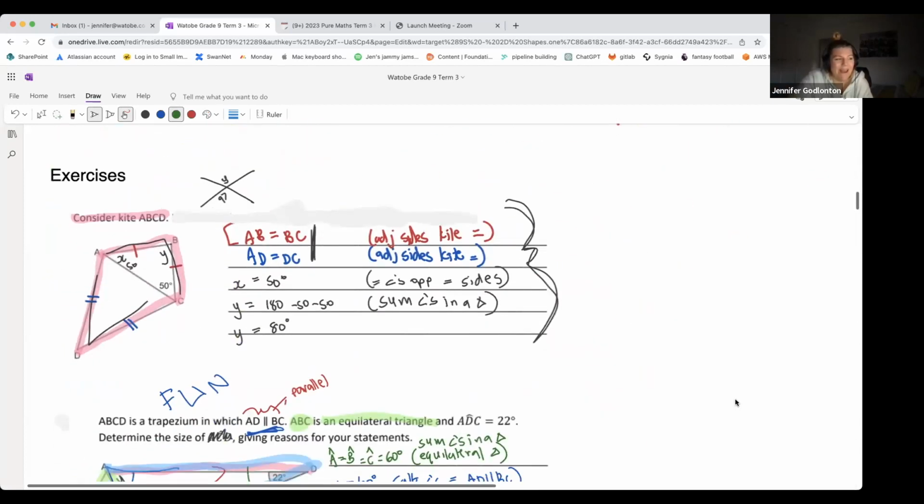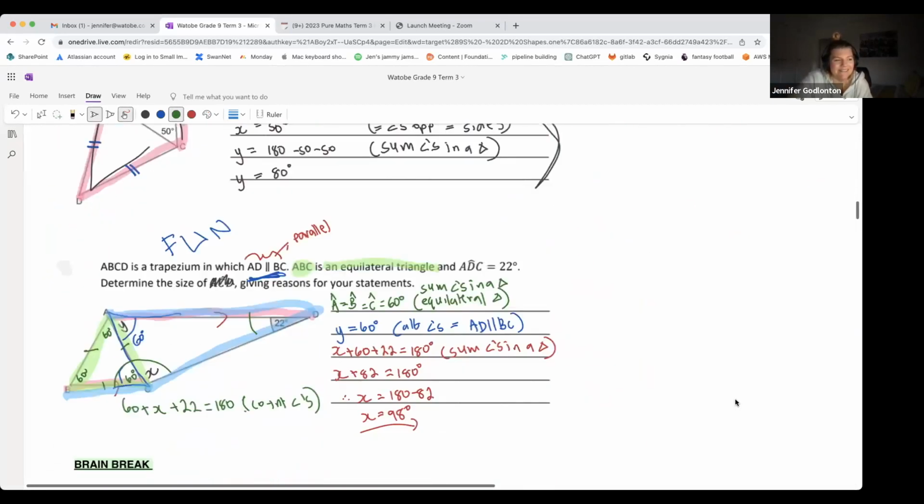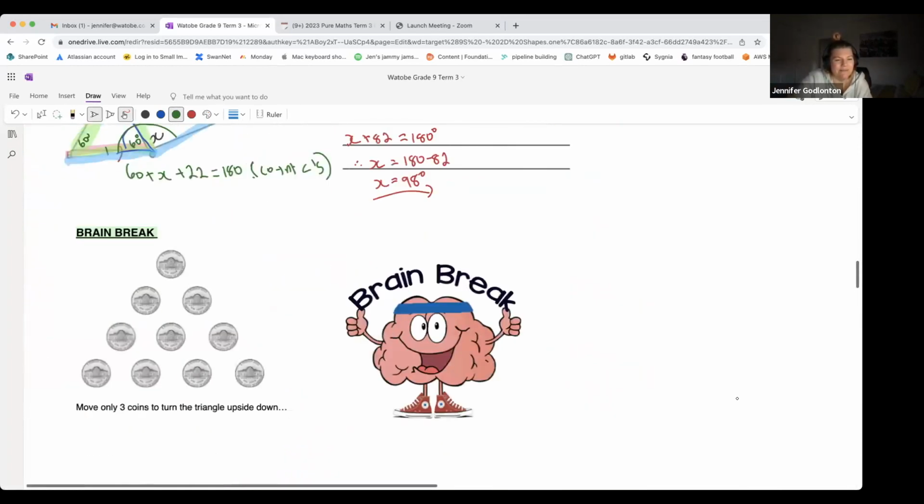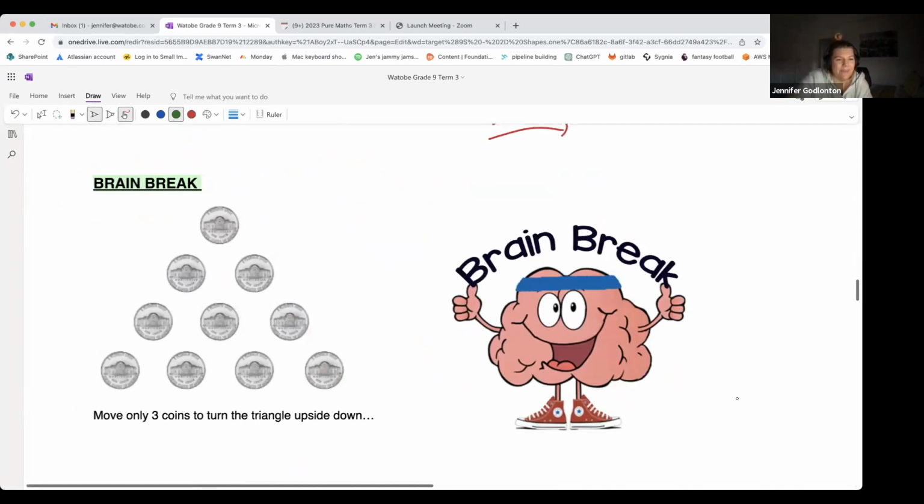Okay, brain break. I'm excited about this one. I think it's a cool one. Okay, so you're only allowed to move 3 coins. And in moving those 3 coins, you would be making this an upside down triangle. I'm open for suggestions.